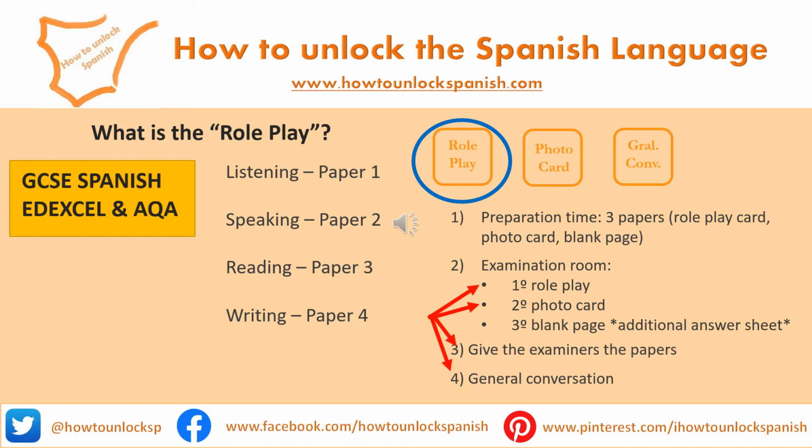The teacher will always introduce the part of the exam you are going to be facing. First always comes the role-play. He or she will say something similar to this: "Empezamos con el roleplay." After the role-play, he or she will say, "Ahora vamos a hacer la foto." When you finish the photo card task, and you can learn about this in another video, please check the description below, then the examiner will take away the 3 papers, the photo card, the role-play card, and the additional answer sheet. And you will start with the general conversation, which is the third part of the speaking exam.